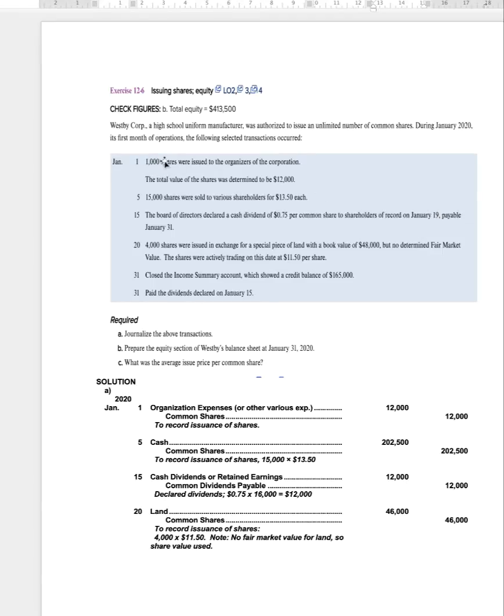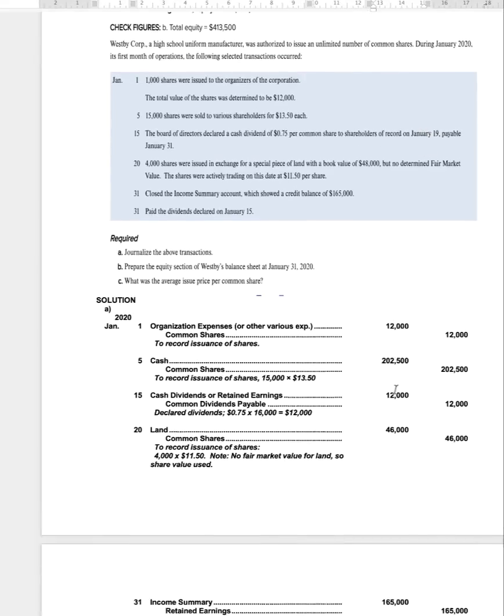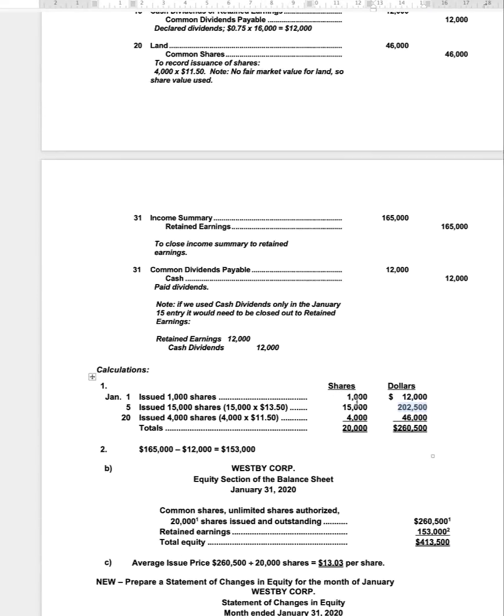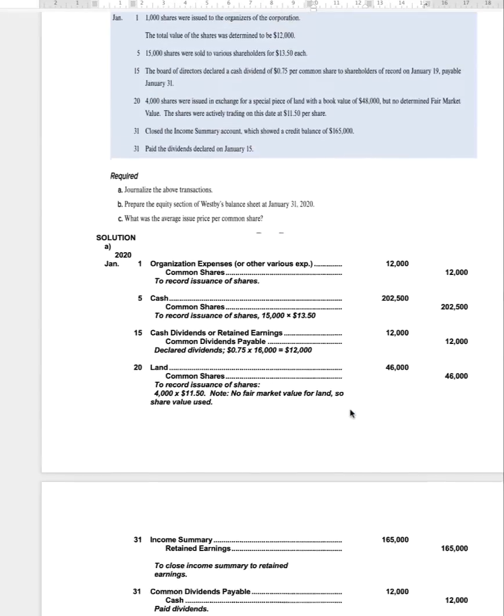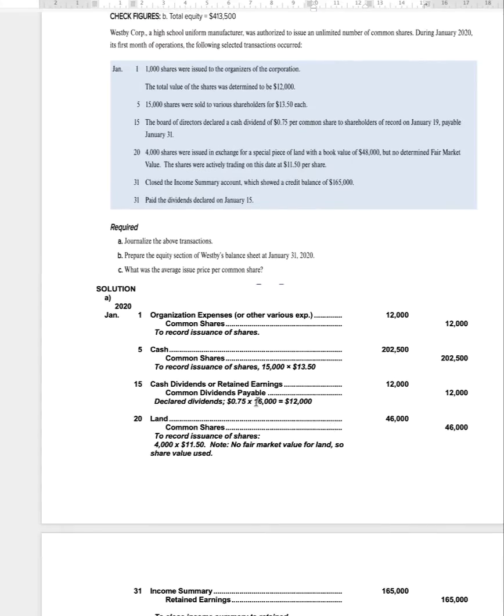The 1,000 issued on January 1st, and the 15,000 you just issued on the 5th. After that, on the 5th, no new shares got issued till the 20th. So you're going to issue them based on how many shares are issued and outstanding on the 19th. Again, you can go back to your calculation here. You know that on the 19th of January, you only got 16,000 shares issued and outstanding. So the dividend on 16,000 shares at 75 cents a share is going to be $12,000.